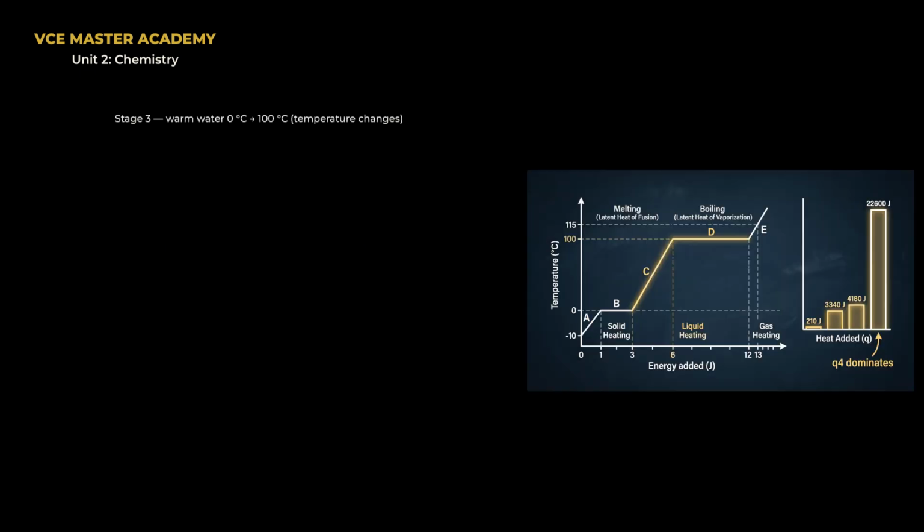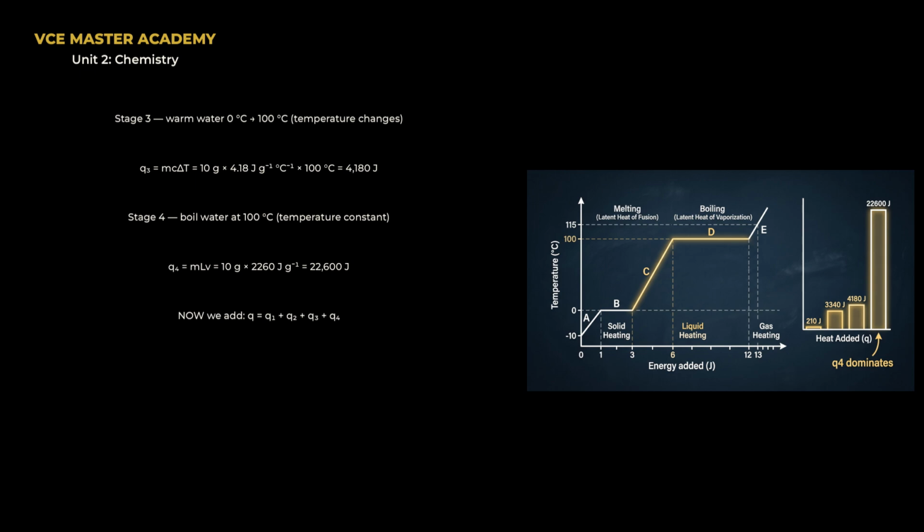Stage 3. All liquid now, warming from 0 to 100. Thermometer moving, so back to MCΔT. But careful, we've changed substance behavior. It's liquid water now, so we swap to C for water, 4.18. 10 grams times 4.18 times 100 degrees, that's 4,180 joules. Q3. Stage 4. 100 degrees and the water boils away. Flat thermometer, MLV. 10 times 2,260, 22,600 joules. Q4. All 4 stages done.